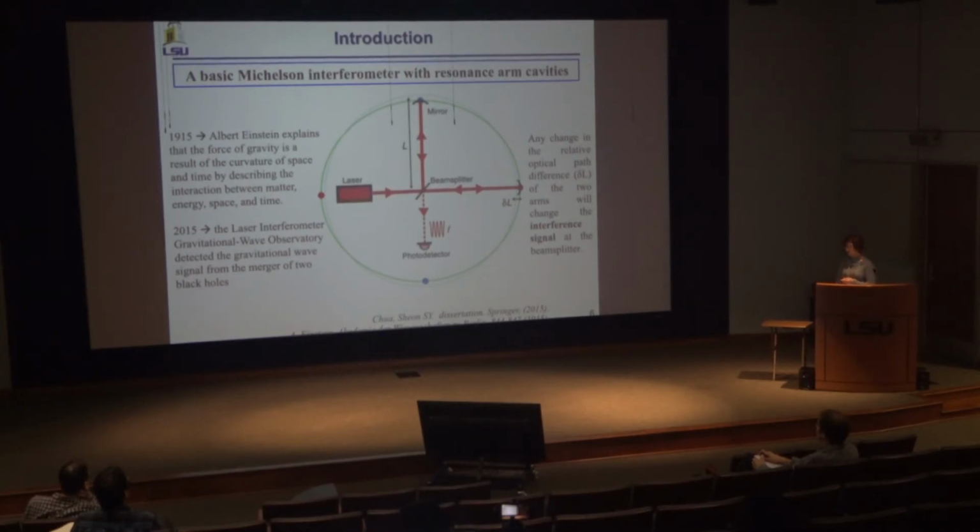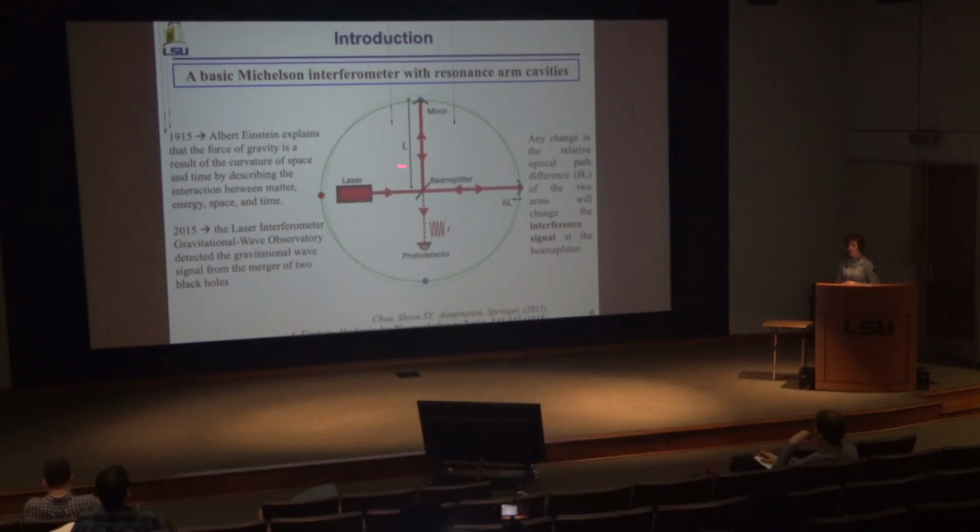Here I show a very basic Michelson interferometer with resonant arm cavity. After the continuous wave beam comes from the laser, it hits the beam splitter, goes through the arm and hits the mirror, goes back to the beam splitter and is detected in the photodetector.